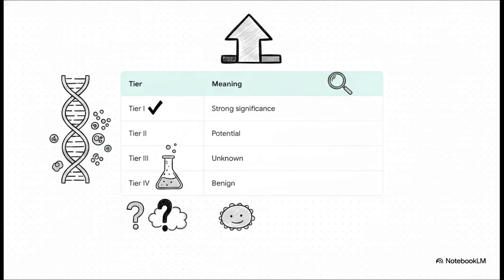Now, while ACMG is heavily used for germline testing, when we're dealing with somatic variants in cancer, we often switch over to the AMP/ASCO/CAP tier system. It ranks variants specifically based on their clinical relevance. Tier 1 means the variant has strong, undeniable clinical significance. Tier 2 means potential significance, so maybe there's an investigational drug available in a clinical trial. Tier 3 is our unknown significance bucket, and Tier 4 is for those benign variants. This tiering system is great because it immediately tells the oncologist exactly how much weight to give the finding.